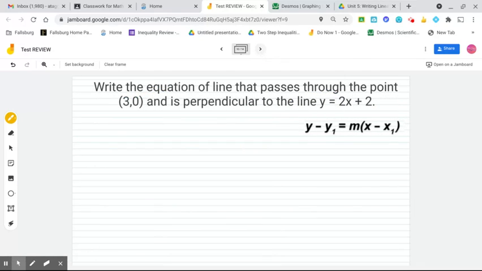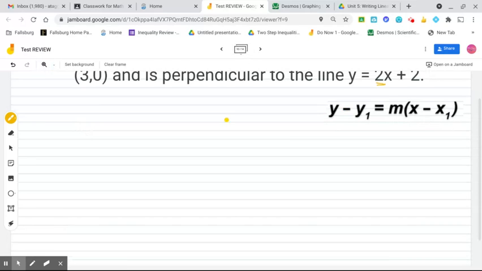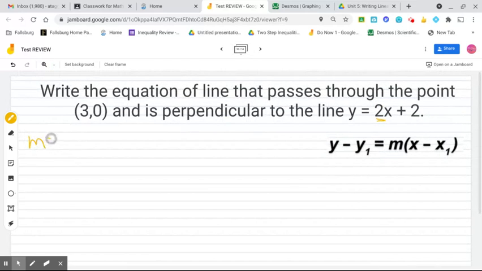Next, we have: write the equation of the line that passes through the point (3, 0) and is perpendicular to the line y equals 2x plus 2. So just like the last one, it'll be very similar. The only thing is the line is perpendicular. So that means the slope will be the negative reciprocal. Okay, so the slope of the perpendicular line, since it's a positive 2, will become negative.